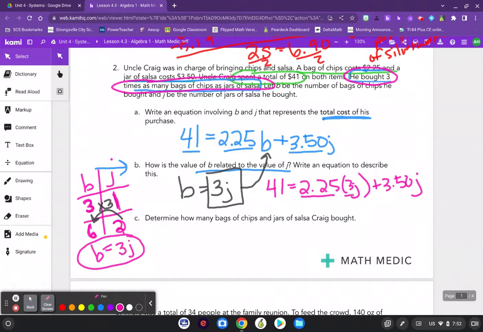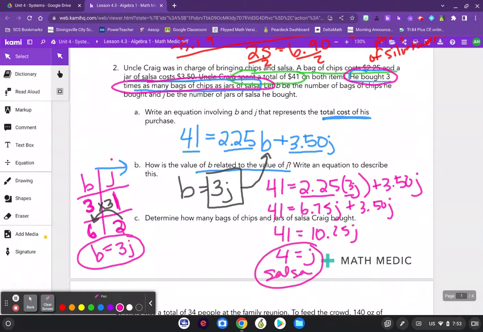I have to do 225 times 3, which gives me 675, plus the 350J. If I add those two numbers together, I get 1025J. And if I divide both sides by 1025, I get 4 equals J. So 4 jars of salsa. And that means that if I have 4 jars of salsa, I have 3 times as many bags of chips. I have 12 bags of chips.